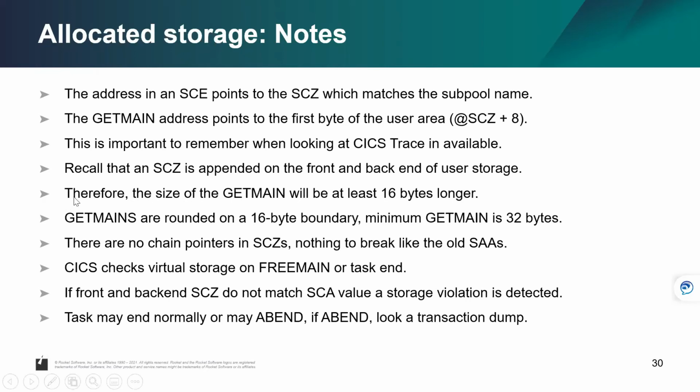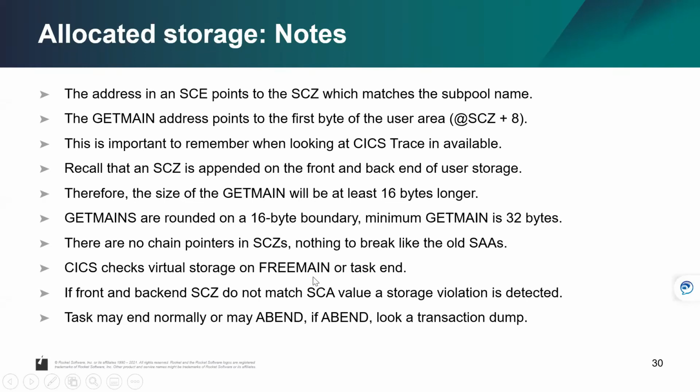Now, the size of a get main is at least 16 bytes longer, right? Because you have to have an 8 byte storage check zone on the front and back end. In fact, today the minimum get main is 32 bytes. So even if you ask for 1 byte, you'll get a minimum of 32, which is an 8 byte storage check zone on the front and back end, which is 16, and then 16 bytes is the minimum get main, right? There are no chain pointers in SCZs, nothing to break like the old SAAs. CICS checks the virtual storage on free main of the task.